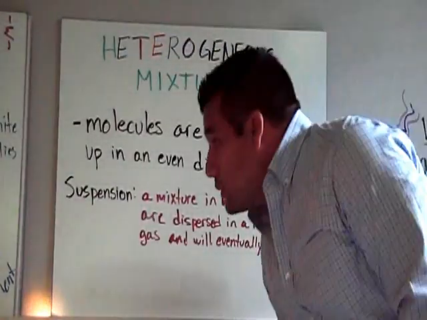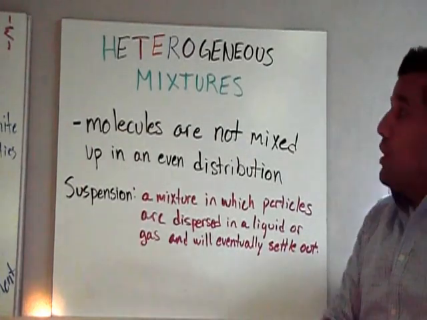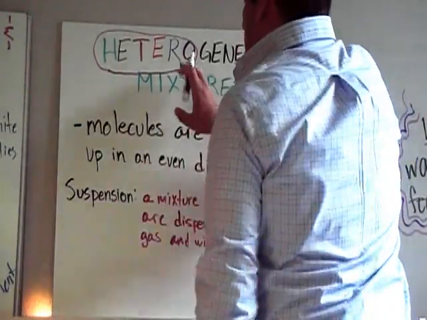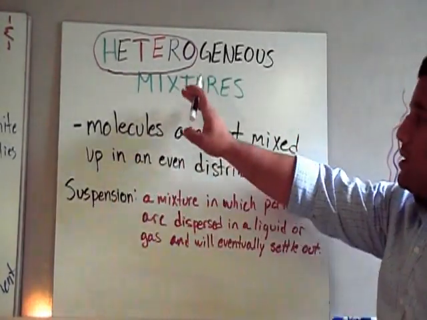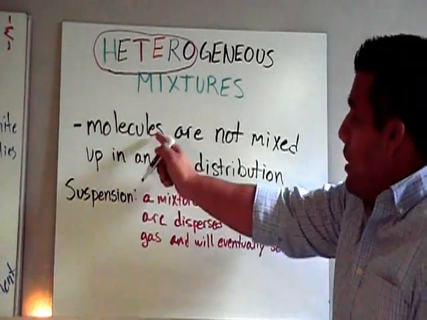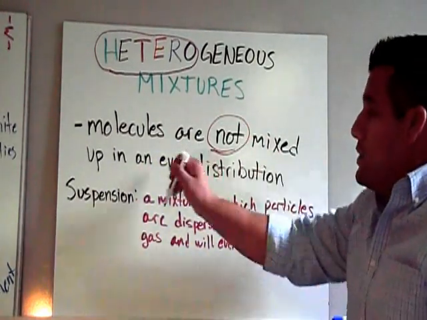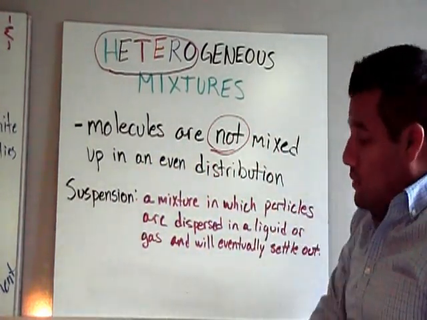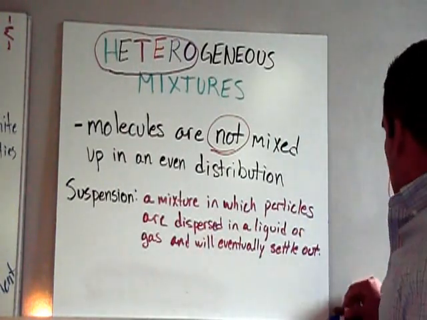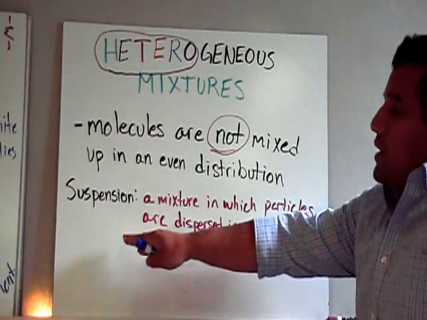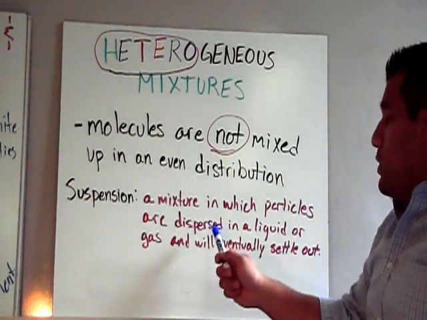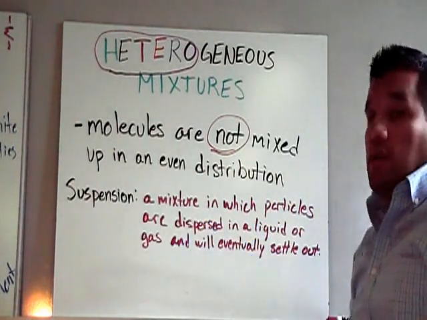Our last slide, heterogeneous mixtures. Again, our word part, hetero. Hetero means different. So these are going to be mixtures that are not evenly distributed. Molecules are not mixed up in an even distribution. The one we're going to talk about is suspensions. A suspension, a type of heterogeneous mixture, is a mixture in which particles are dispersed in a liquid or gas and will eventually settle out.